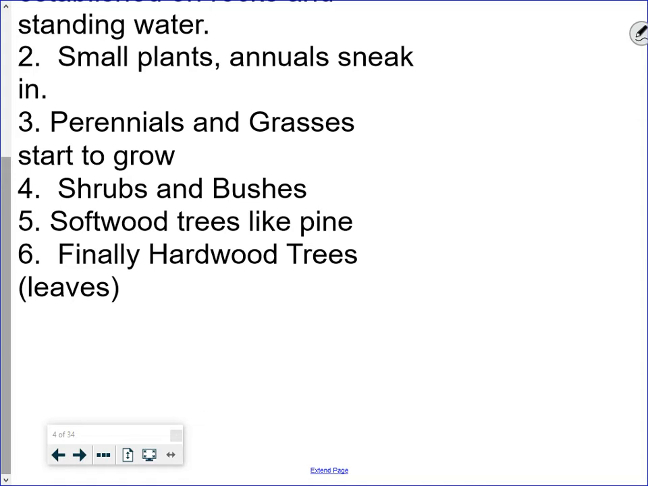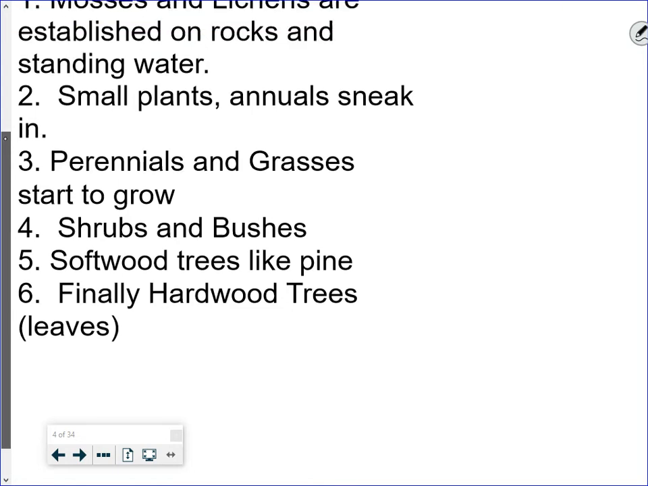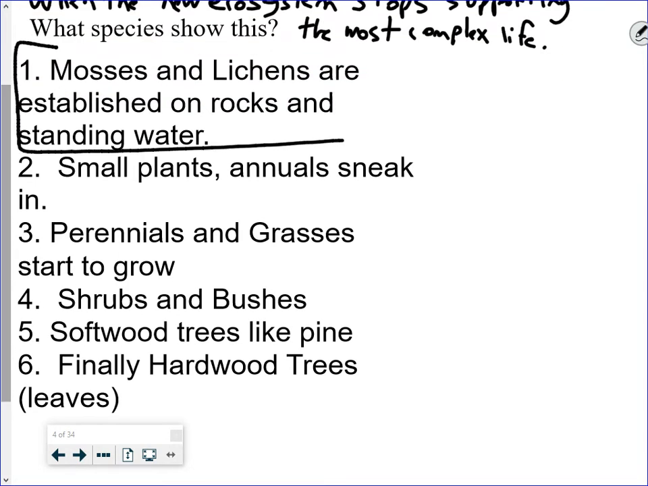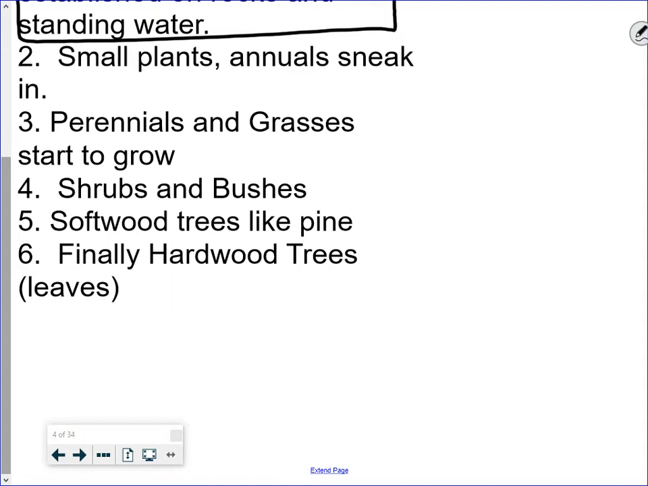And then the next ones are shrubs and bushes. Then softwood trees like pine, so needles. And finally, if you have hardwood trees with leaves, that is the top tier of terrestrial primary succession. So primary succession can be stopped at any one of these stages, but every type of primary succession starts with mosses and lichens. These are called pioneer species. I'll talk about those more tomorrow, but pioneer species are the first things to settle in an area. They are really hardy. They don't need a lot of stuff, and they can make a go of it.